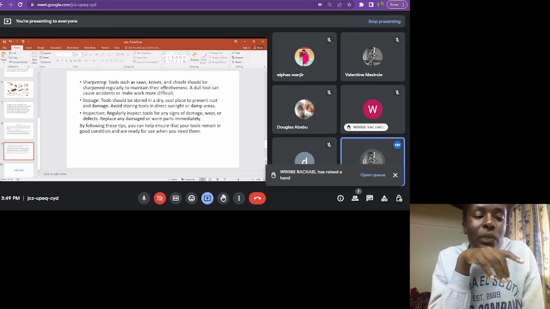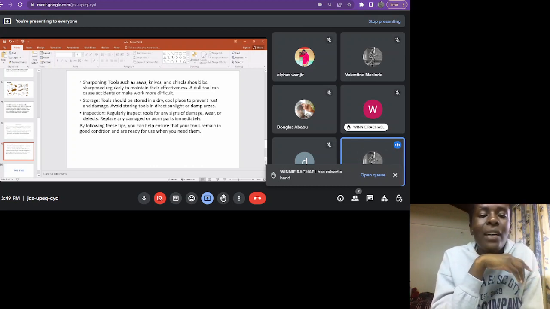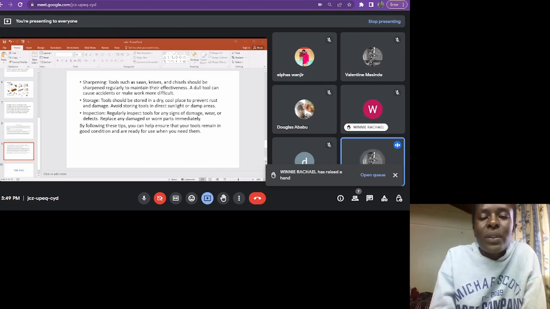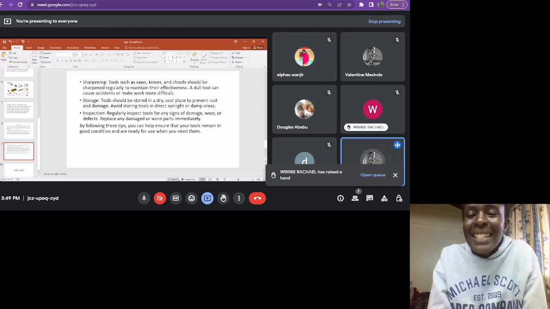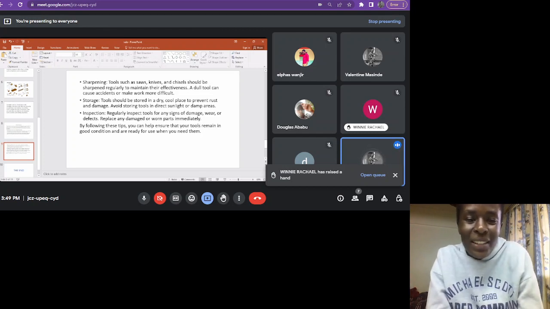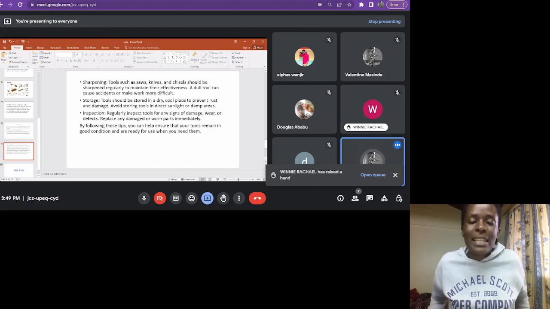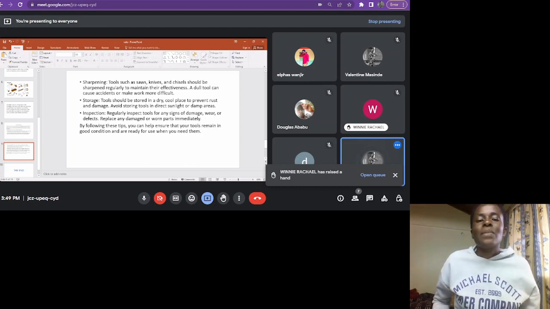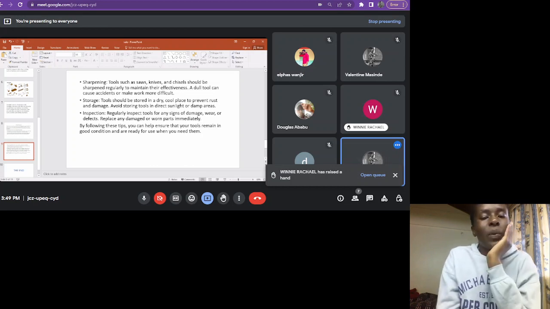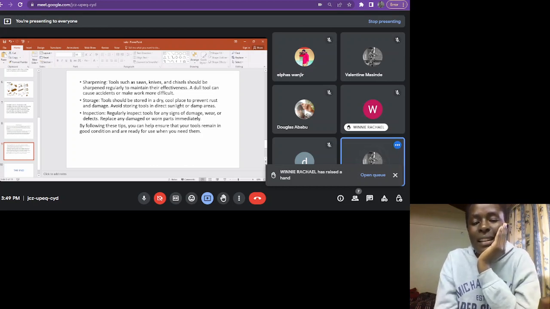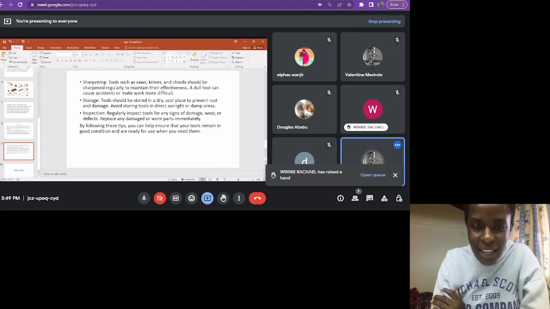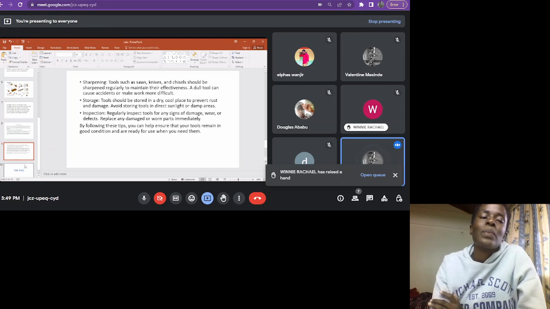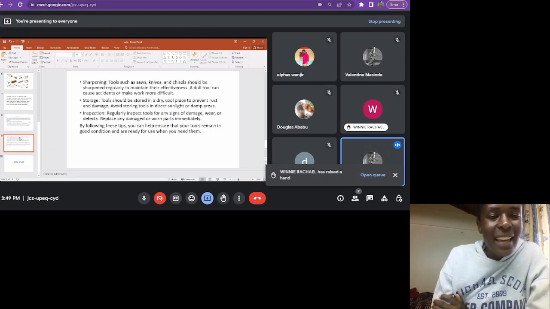The last tip of tool maintenance, we have inspection. So we should regularly inspect tools for any signs of damage, wear, or defects. And we should also replace any damaged or worn out parts immediately. So when you see your tools hazina parts zingine, you should replace them. By following these tips, you can help ensure that your tools remain in good condition and are ready for use when you need them. So that is the end of our lesson.